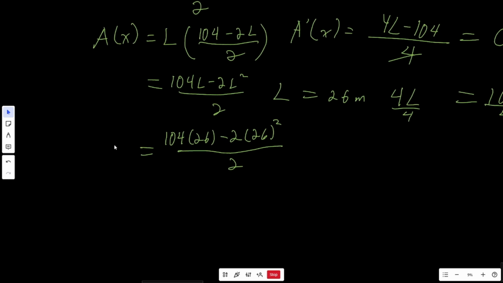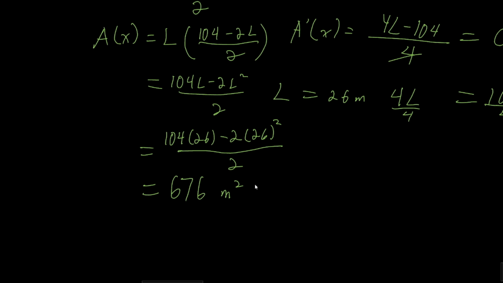Although let me double check. 676 square meters, or meters squared. And that's pretty much how you're going to optimize that problem. So again, let me just double check if I plugged in my values correctly. So 104 times 26 minus 2 times 26 squared divided by 2 is in fact 676. So we can finally say that the maximum area would be 676 square meters.